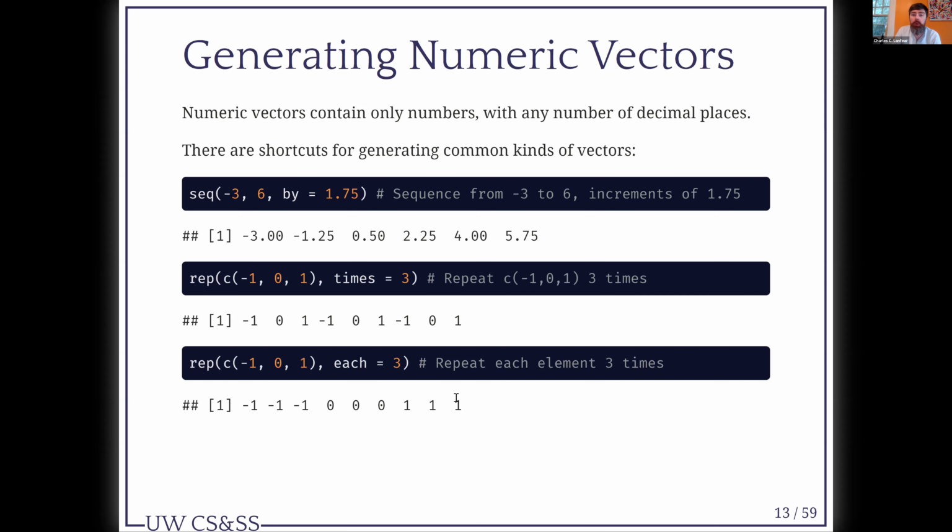The colon operator that we've been using to generate integers is just a shortcut for sequence: the first number colon the second number, and it defaults to by equals 1. So the colon operator just calls on this sequence function.